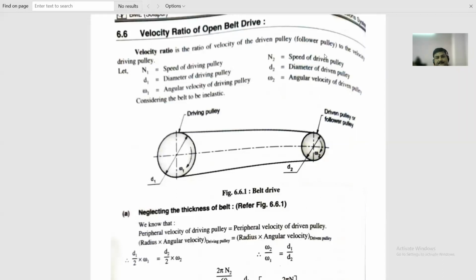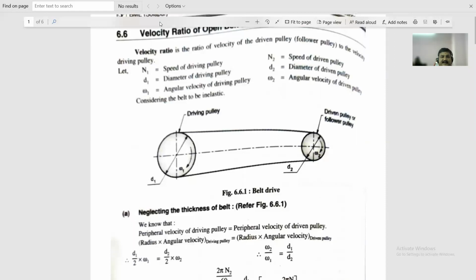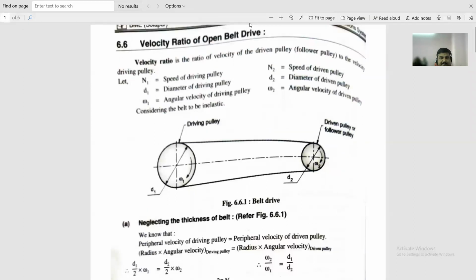So here the first formula, specially related with the belt drive, is velocity ratio of open belt drive. The first formula is velocity ratio of open belt drive. Give the heading: velocity ratio of open belt drive.